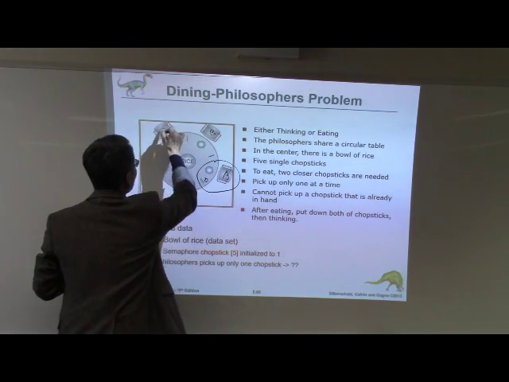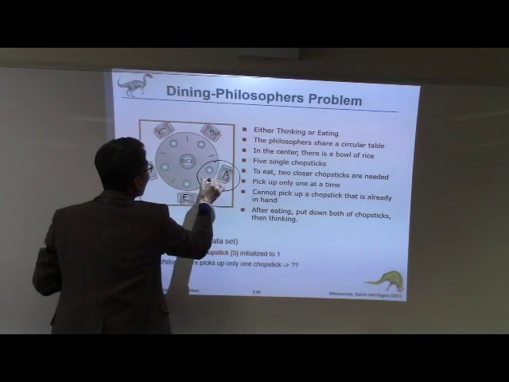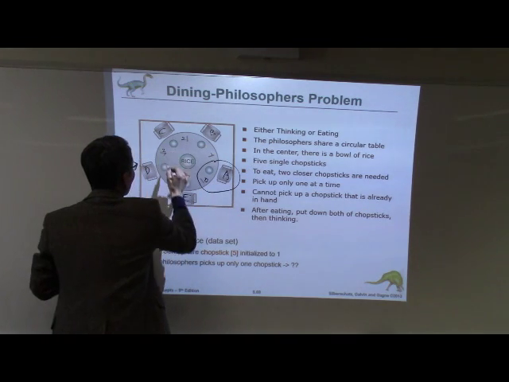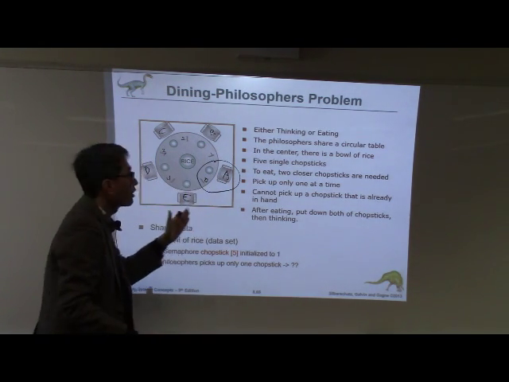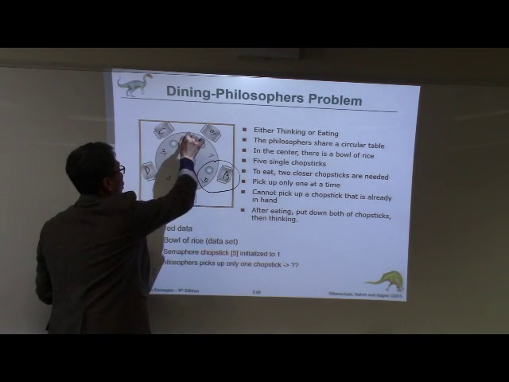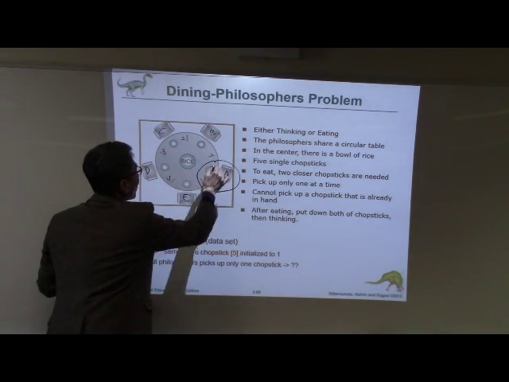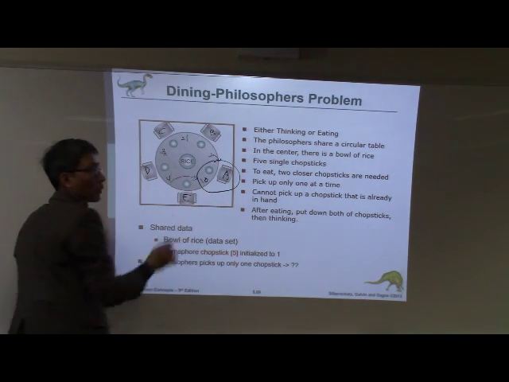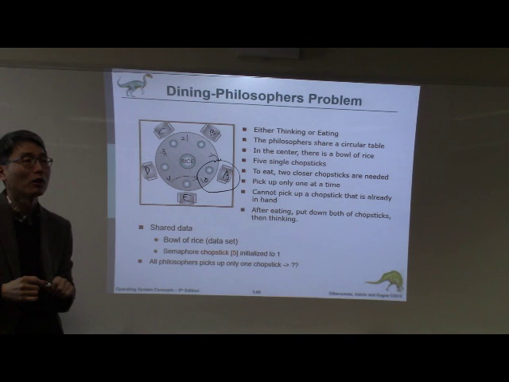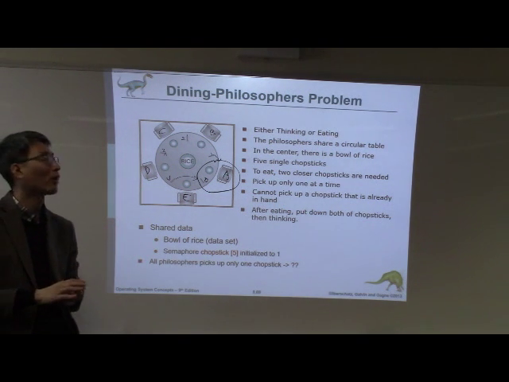So B, C, D, E. And this is 0, 1, we number, E4. Then this processor needs one more chopstick. This process cannot get the chopstick from here, or from here. Only this one or this one from the neighbor. Okay? So that is the only problem.